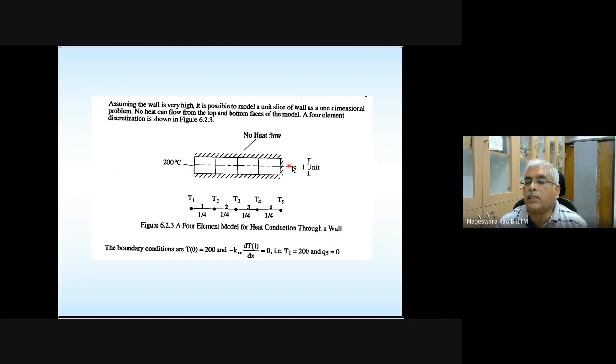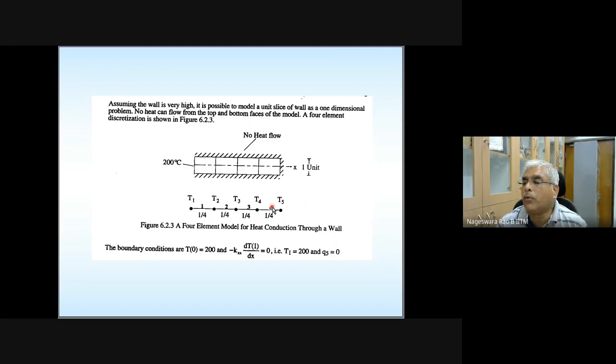A 4-element discretization is used. 4 elements are used. So don't assume this is like 1 element like that. This is along this length only. This is 1 element. That is this. This is a line element. Okay. This is 1 element.